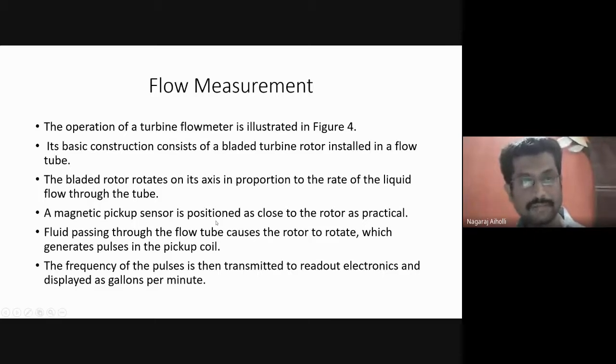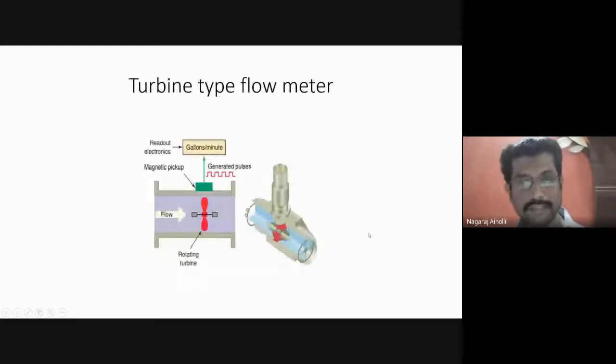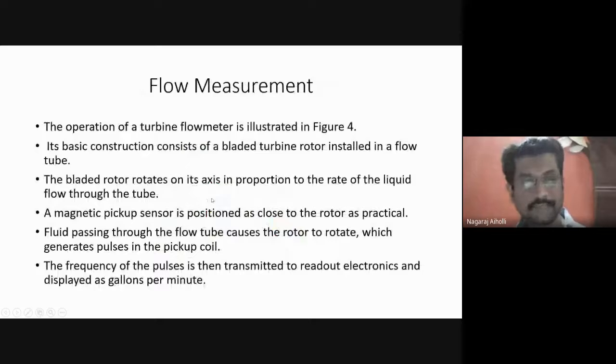A magnetic pickup sensor is positioned as close to the rotor as practical. This is the pickup sensor which is placed nearer to the rotor or nearer to the rotating part. Fluid passing through the flow tube causes the rotor to rotate, which generates pulses in the pickup coil. The frequency of the pulses is transmitted to readout electronics and it is displayed as gallons per minute.